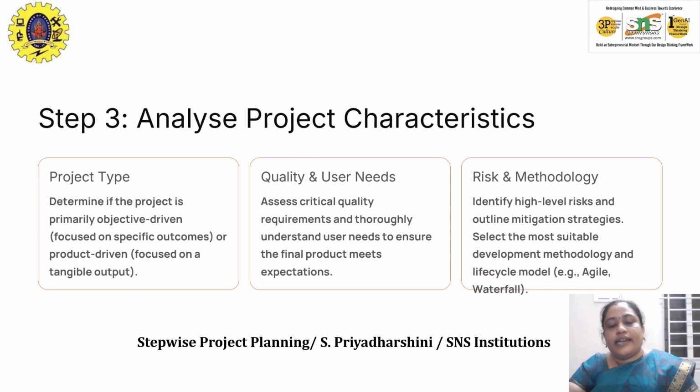In the next step, analyzing other project characteristics, which includes quality-based ones and what are all the problems you are going to face. The next one is risk and methodology, identifying the level of risk, that is whether it is high level or low level, all will be identified here.